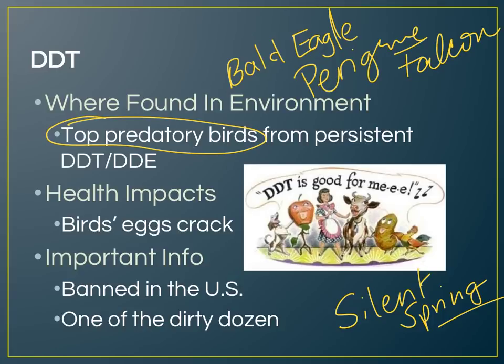Now, if you look at the poster, though, DDT was advertised way back in the day. So this looks like from the 30s or the 40s, because people could buy it in powder form and they could sprinkle it around their house to keep the ants out. It's a really good pest control. And it is one of the Dirty Dozen that's at the end of chapter 14.